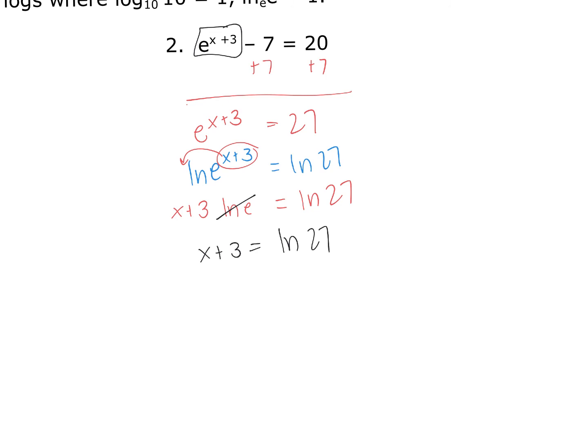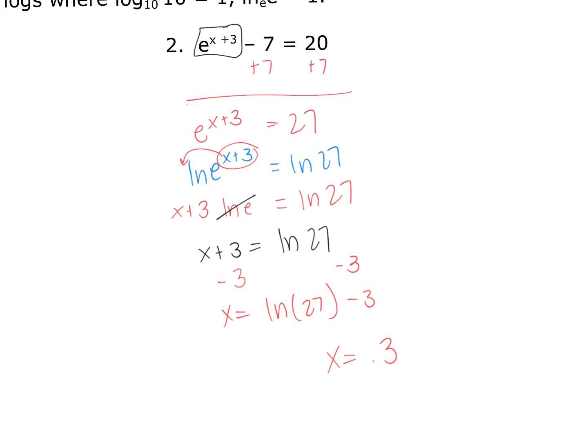Now, I'm just going to subtract each side by a 3. Remember, this does not become ln of 24. It stays ln of 27 minus 3. Okay, and then you're going to type that into your calculator, and your answer should say x equals 0.3. You're going to round up. It's like 0.29 something, something, something, and round up.